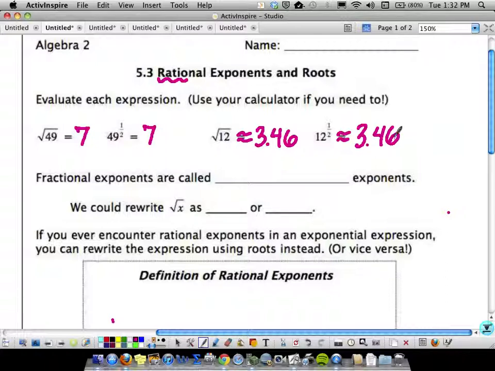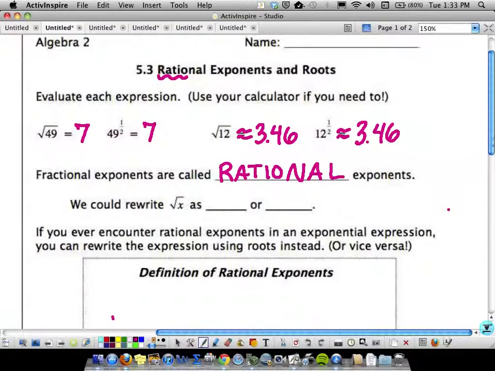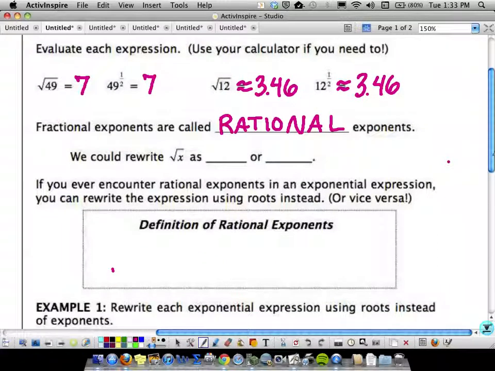Again, let's make sure we have this written down. Fractional exponents are called rational exponents. So if a problem ever says to solve using rational exponents or rewrite in rational form, you're being asked to introduce a fraction into the picture. The observation we made is that we can rewrite the square root of x as x raised to the 1/2 power. And then I want to write that one other slightly different way.